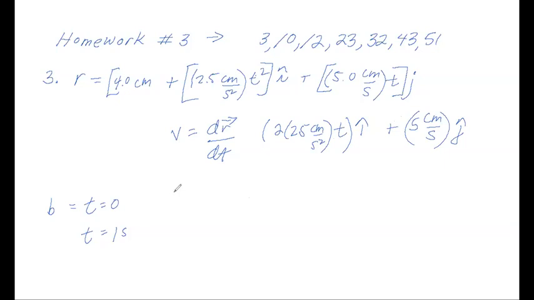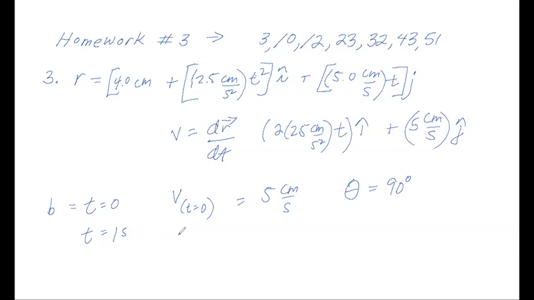Now these two values. At t equals 0, v is simply 5 centimeters per second. There's no i component, so the angle there is just going to be 90 degrees. There's only a j component. It's positive, so it's going up the y-axis, and so that angle is going to be 90 degrees.